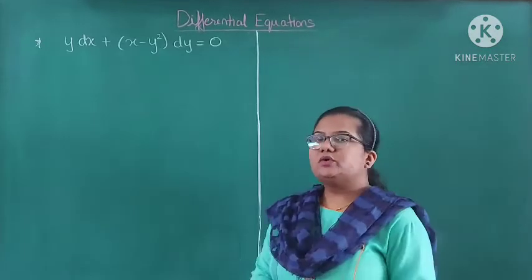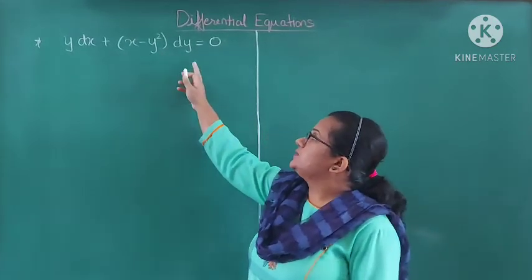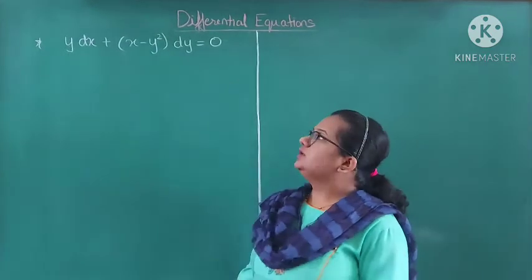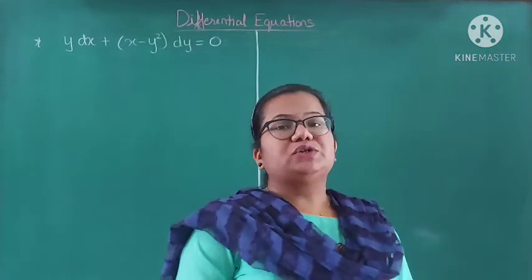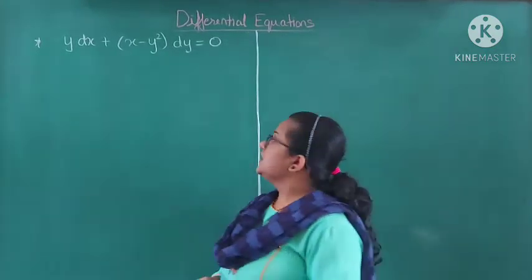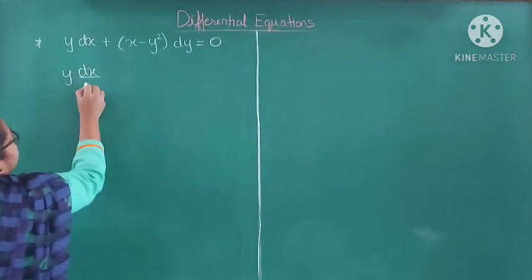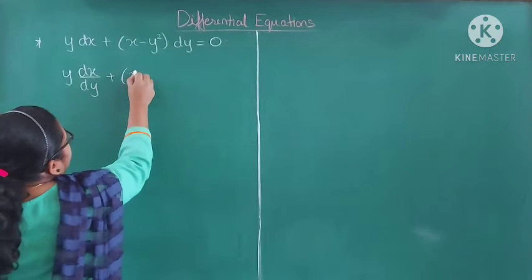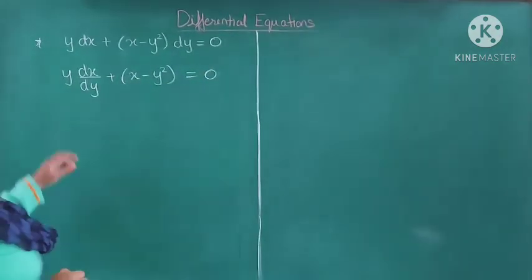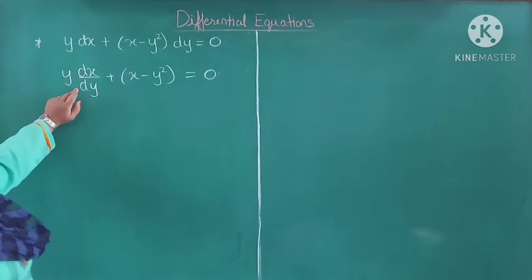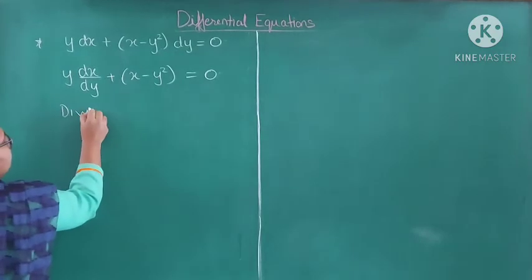Okay. Now look at the next example. y dx plus x minus y square dy is equal to 0. Now if you look at this equation, we will have to convert this equation to dx upon dy form. Yes. So first if we divide by y, what we get? y dx upon dy plus x minus y square is equal to 0. Yes. Now we know that the coefficient of dx upon dy should be 1. So we will divide by y.